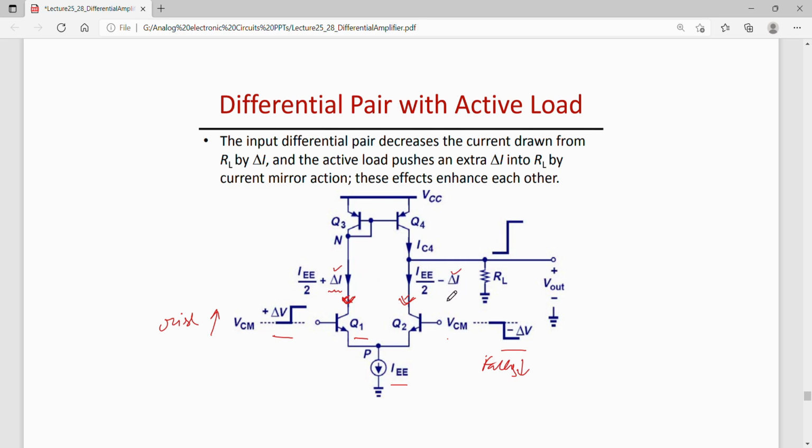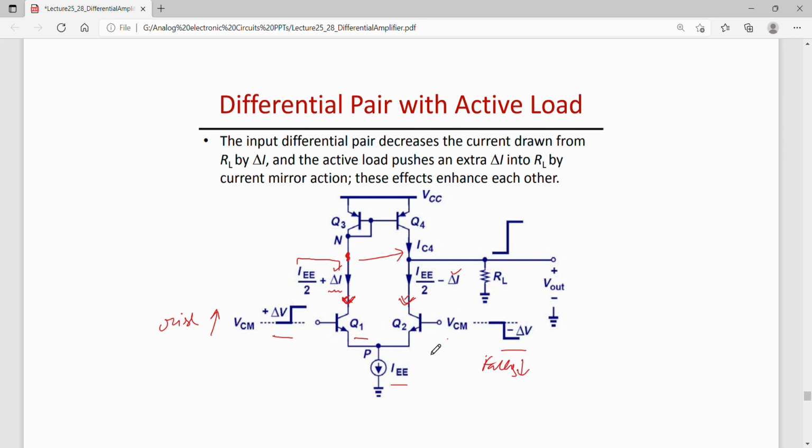Now because I am using a current mirror over here, this current, that is IEE by 2 plus delta I, will be used by this current source as reference current at this point, and this reference current, IEE by 2 plus delta I, will be copied on Q4. So IC4 will be equal to IEE by 2 plus delta I.